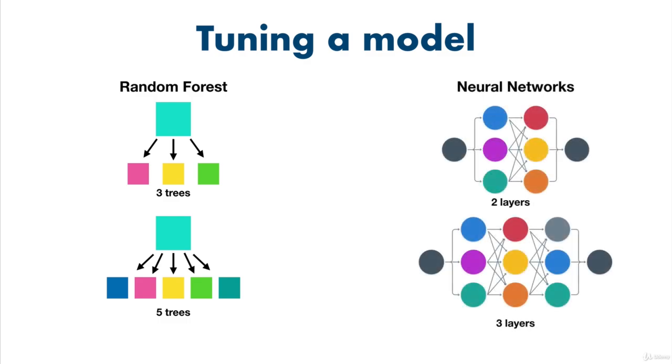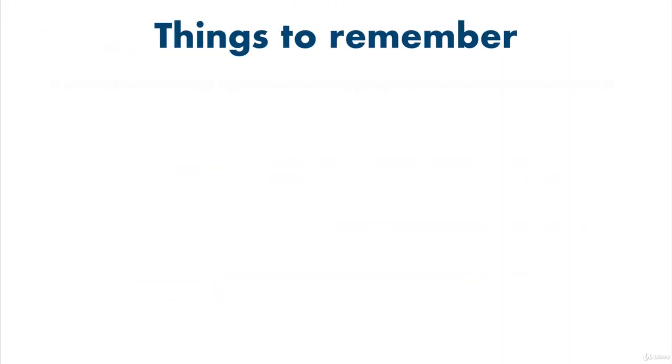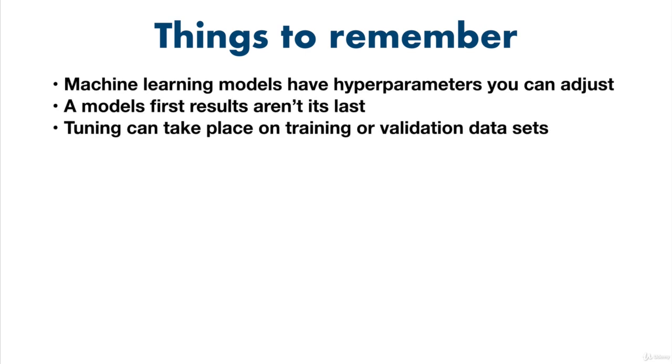And a neural network will allow you to adjust the number of layers. Again, we'll look at a neural network in a future lesson. I'm just giving an example of different hyperparameters, like the temperature on an oven, you can adjust on different kinds of algorithms. The main things for you to remember are machine learning models have hyperparameters you can adjust. However, depending on what model you're going to use, the hyperparameters will be different.